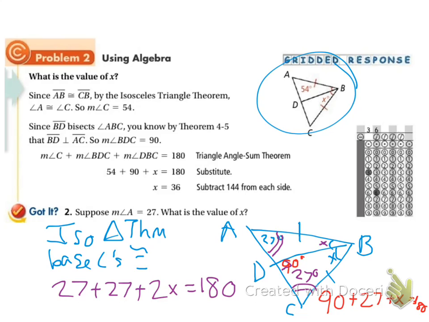I'll do this one on the right here. 90 plus 27, I'm going to work up top here, gives me 117 plus x equals 180. And I subtract 117 from both sides, and I get x is equal to 63.